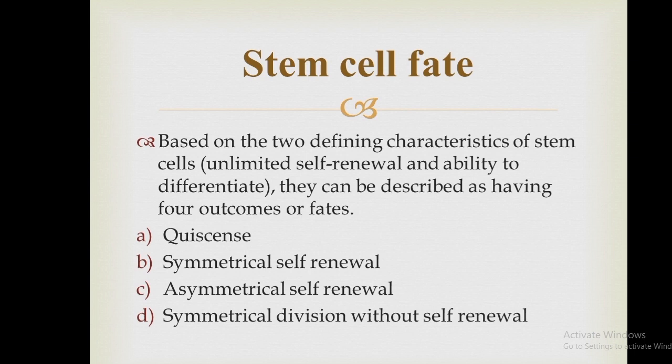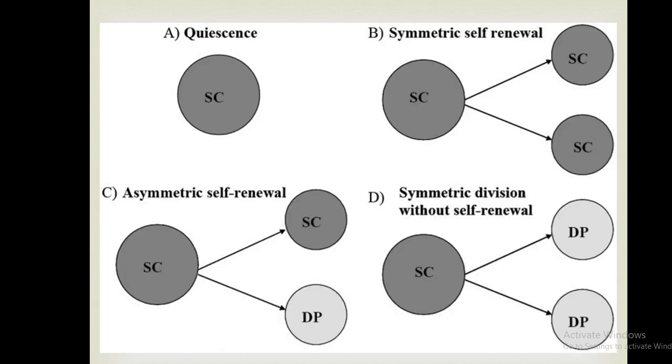After these things, we need to understand what will happen to the stem cells. After all this, the stem cell can undergo four ways, or four states. First, it can be maintained in a quiescent state, quiescence; second is symmetrical cell renewal; third, asymmetrical cell renewal; and fourth, symmetrical division without cell renewal. We will understand all these states using a diagrammatic representation. In this one, we can easily understand that quiescence means that the stem cells we are having will remain in that form only.